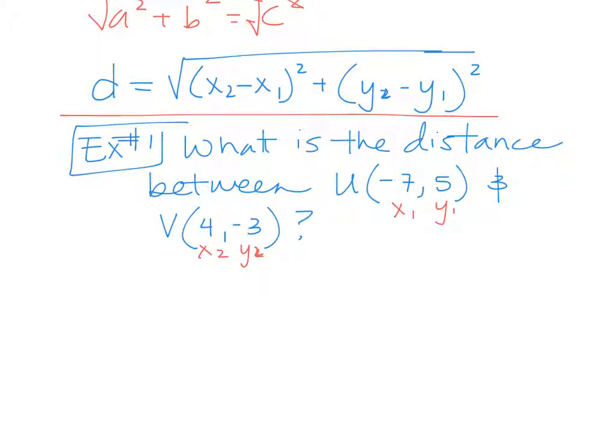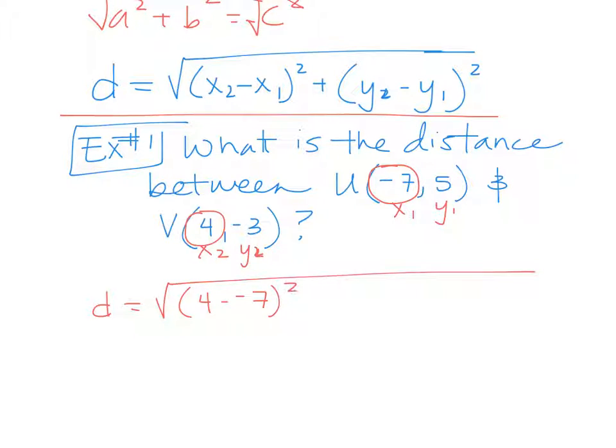So it's going to be the distance equals the square root of, so if we're going x2 minus x1, that's 4. And here's where the mistake always gets made. It's x2 minus x1, right? So it's 4 minus a negative 7. It's not 4 minus 7, okay? It's 4 minus a negative 7 squared plus, and then y2 minus y1, so negative 3 minus 5, and we square that, okay?